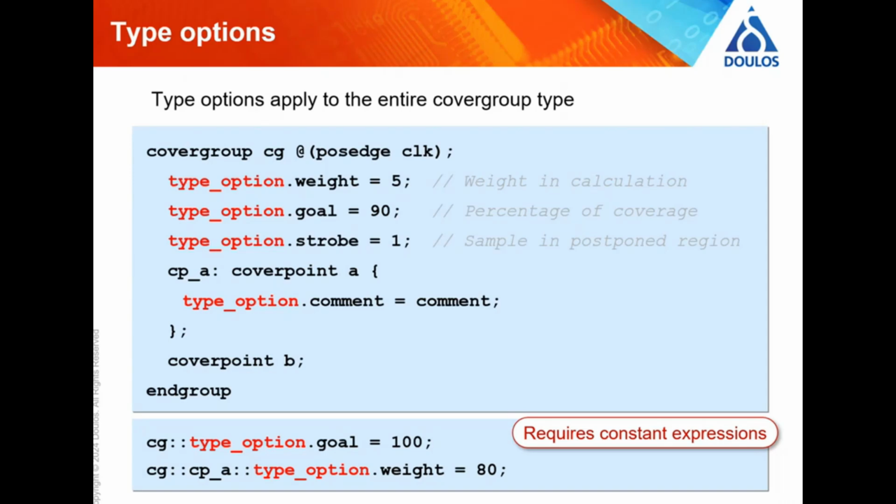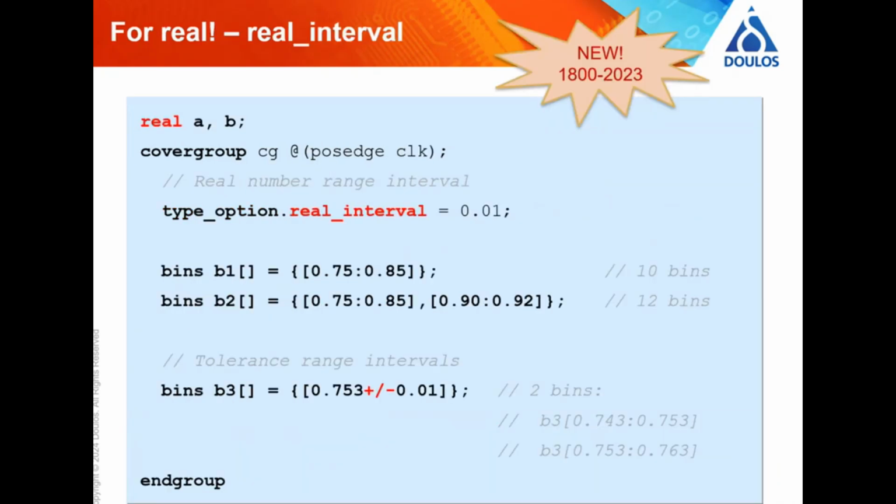Now, I mentioned that they've added some new features in the latest standard. And one of them is the ability to keep coverage on real numbers. See, you could only use integral values with cover points. And that's because an integral value is something you can slice and dice. You need to be able to slice it up into the different bin values. How do you slice up a real number? There's an infinite precision, right? So there's an infinite number of divisions you could do. So they added this new type option, real_interval. So now we're saying 0.01 will be our smallest slice division. And so if you look at this first example here, B1, which is 0.75 to 0.85, that's going to create for us 10 bins, or this one here, 12 bins.